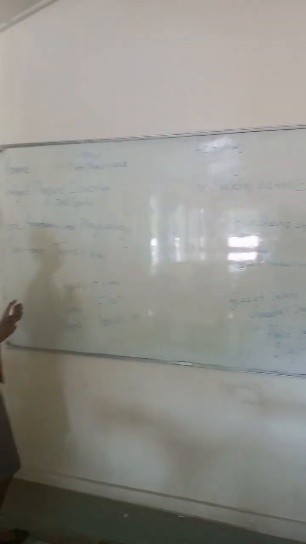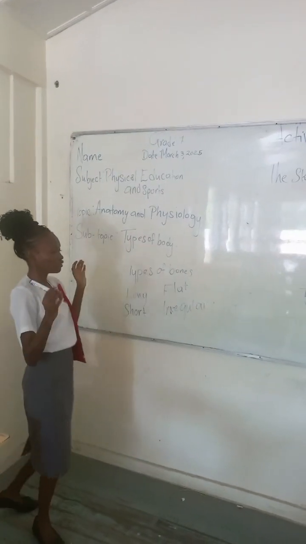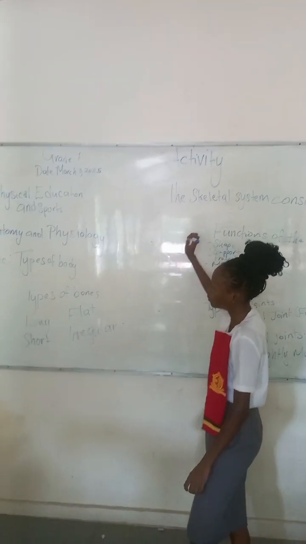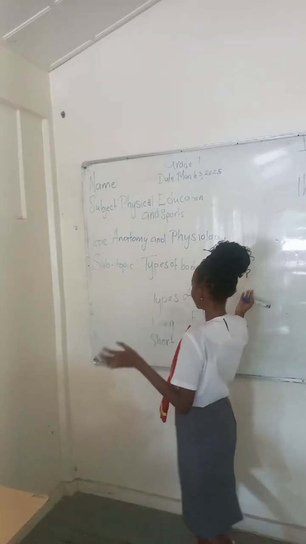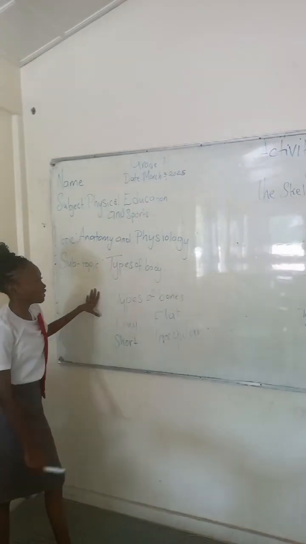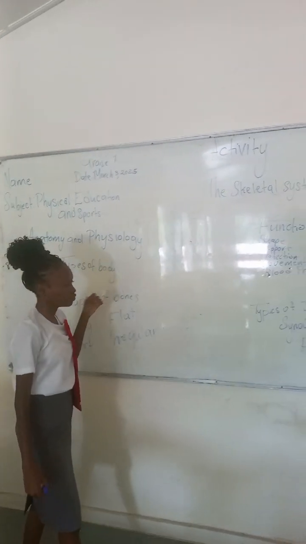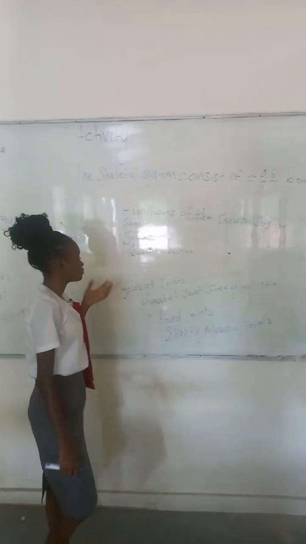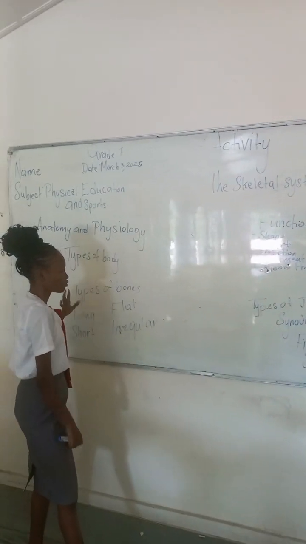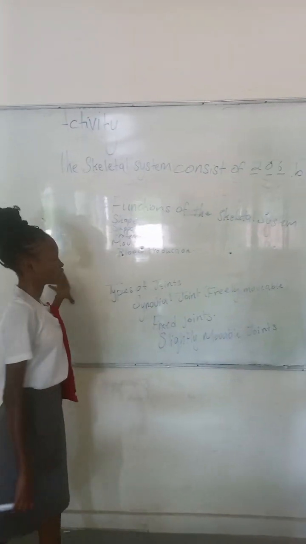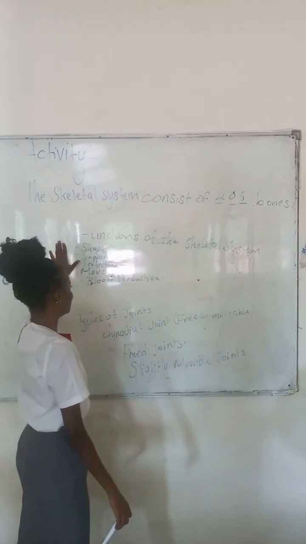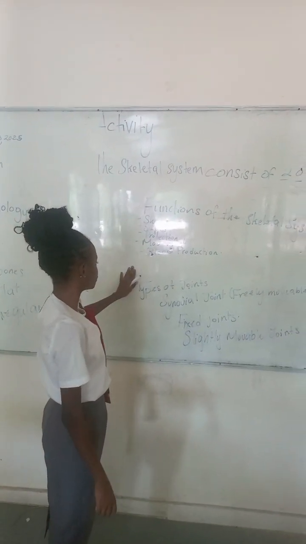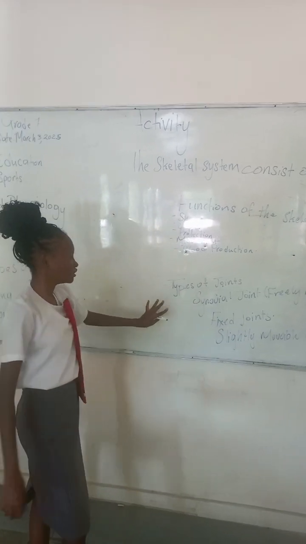So today we looked at anatomy and physiology, and we looked at the types of bones, and our main focus was the skeletal system. Now we know that the skeletal system consists of 206 bones, as I mentioned before, and the main aim of the skeletal system is to provide movement. So thank you. Alright, for homework, you're going to find out about the functions, write about it, and the types of joints.